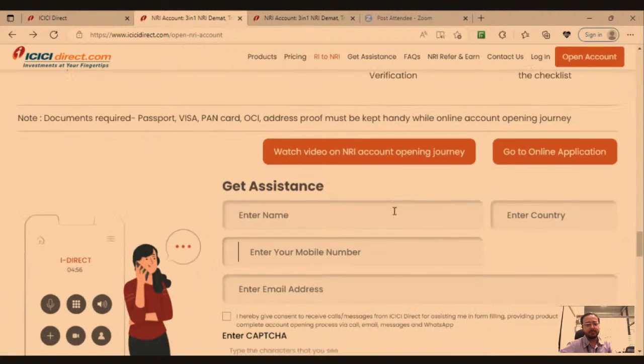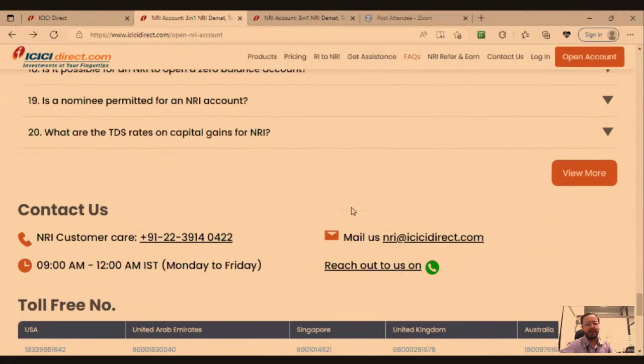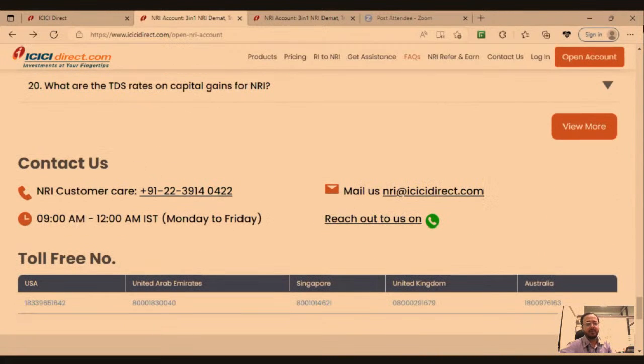And yeah, there are some FAQs listed out here as well. And we have our email, that is nri@icicidirect.com. And this is the customer care number. This number is not toll free, it is chargeable. However, for customers in USA and certain other countries that you see over here, we have a toll free number. Unfortunately, for Canada, as of now, we do not have a toll free number, but for USA, we do.